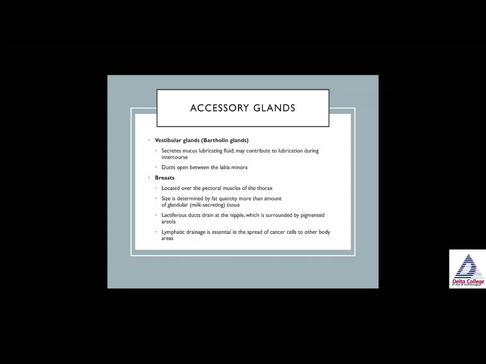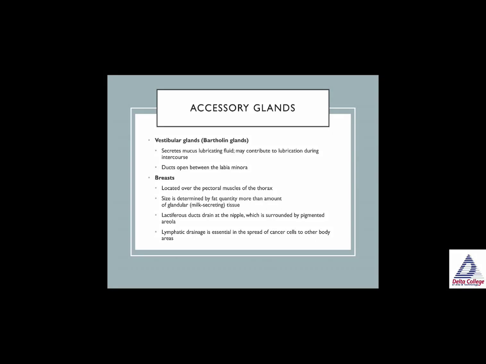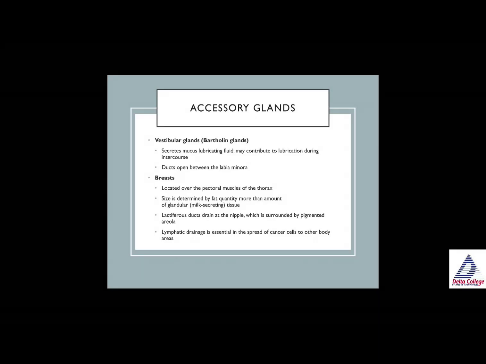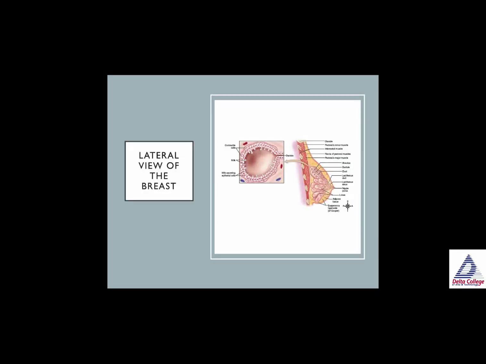Lymphatic drainage is essential in the spread of cancer cells to other body areas. Remember, the breasts have a lot of lymphatic vessels and lymph nodes very close around it. Here's the lateral view of the breast. You can see the alveolus, the duct, the lactiferous duct, nipples, lobes of the breast tissues. There's a lot of fat in there, so you can see all of that.